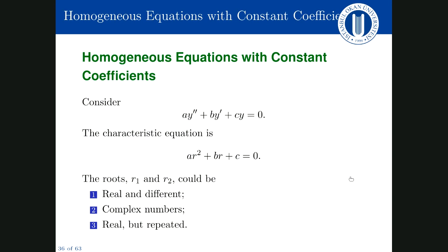Consider the equation ay double prime plus by prime plus cy is equal to 0 for some constants a, b, and c. We can write down the characteristic equation, ar squared plus br plus c is equal to 0. We want to find the roots of the characteristic equation. There are three possibilities. Either the roots are real and different, they might be complex numbers, in fact complex conjugates, or the root might be a real number, but it might be repeated.